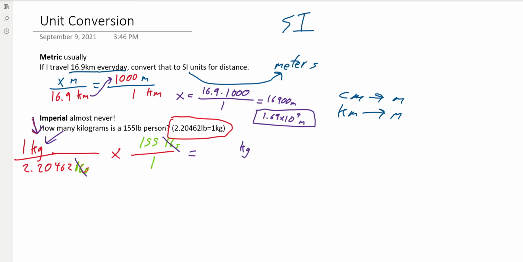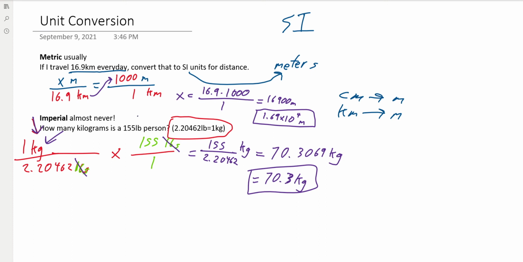So if we do that, then we have 155 divided by 2.20462. And so we can plug that into our calculator now. 155 divided by 2.20462. And so we get 70.3069. So now this is what we have, but again we want to have sig digs, so this should be 70.3 kilograms, because we started with 3 sig digs here.